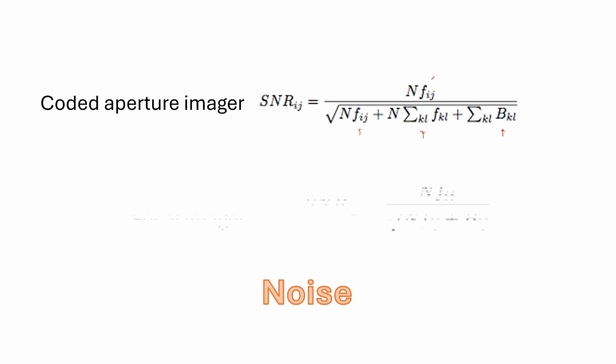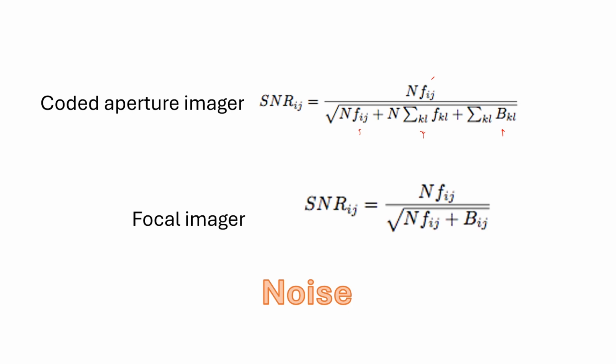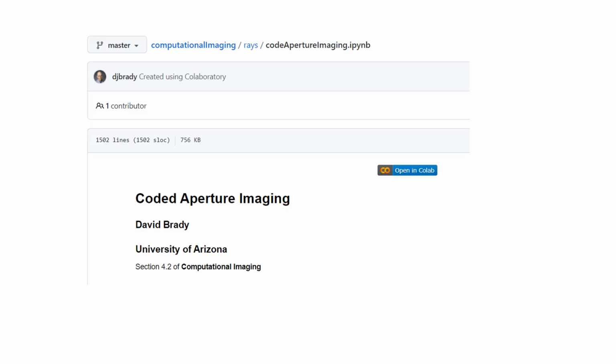Now, in contrast, for a focal imager, the noise for a given pixel depends only on the Poisson noise for that pixel plus background. So a Poisson system will tend to have a much better signal-to-noise ratio than this coded aperture system. But the coded aperture system could be the only game in town if you don't have the possibility of doing focal imaging. Now, as previously mentioned, there are simulations of this coded aperture imaging system on the GitHub repository.